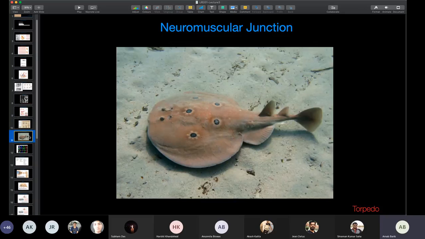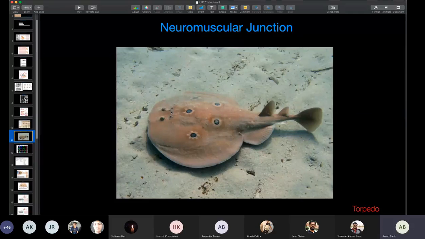One fascinating thing is that a lot of what we know about the molecules of the synapse came from studying the neuromuscular junction in the electric ray fish. This is fascinating because they have a head in the front part of the body, and they have something called an electric organ, which is basically a muscular structure, and it's full of energy.